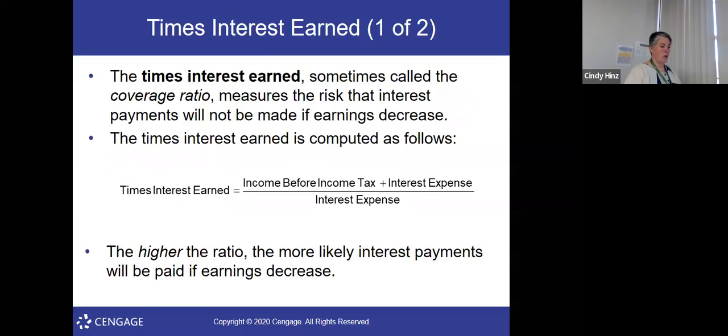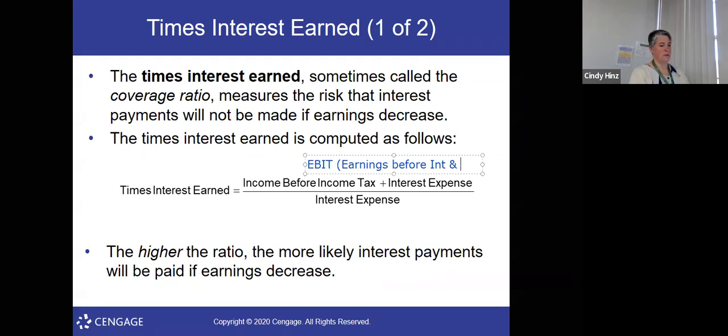I'm going to show you the times interest earned calculation. It's not included in this exercise, but as I told you, it is an income statement calculation rather than a balance sheet calculation. And here's the formula. This numerator has a special name in financial circles. This numerator is referred to as EBIT. EBIT, which stands for earnings before interest and taxes. Just trying to shorten that up a little bit.